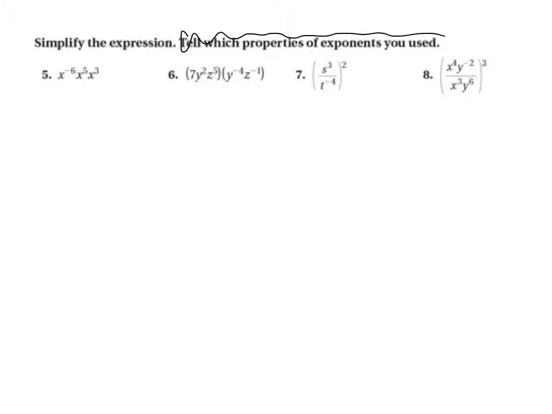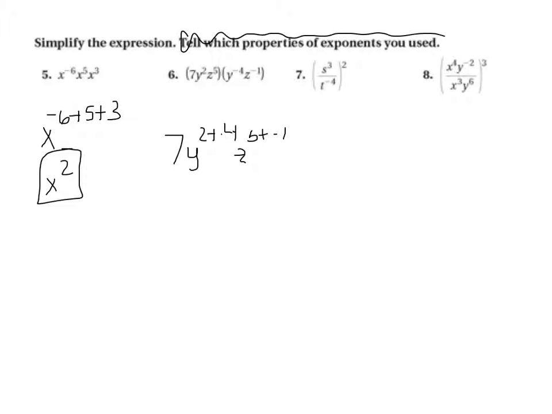So when you're multiplying anything of the same base, what do you do with all the exponents? You add them. So that would be x squared. So we have 7. Because what do you do when you're multiplying the same base? You add. So that'd be y to the 2 plus negative 4. Z to the 5 plus negative 1.